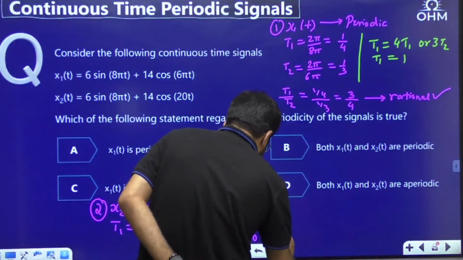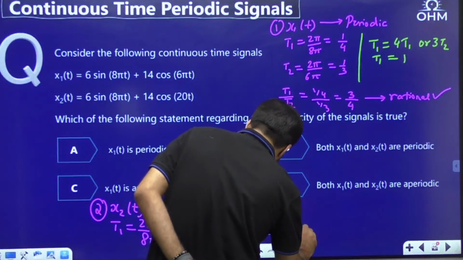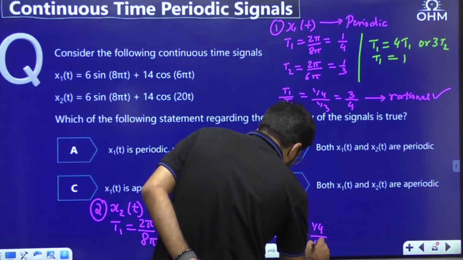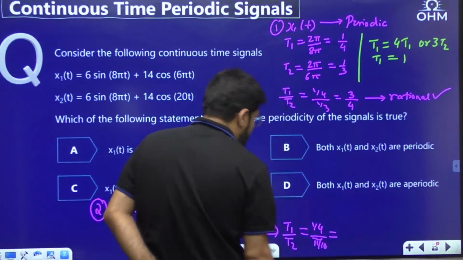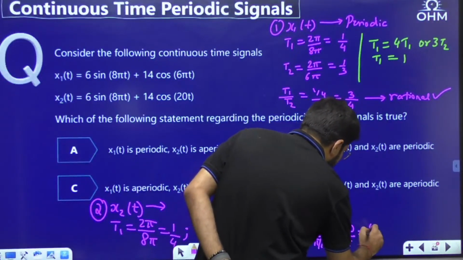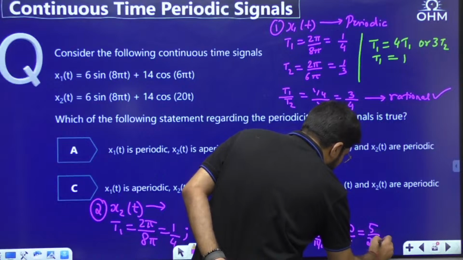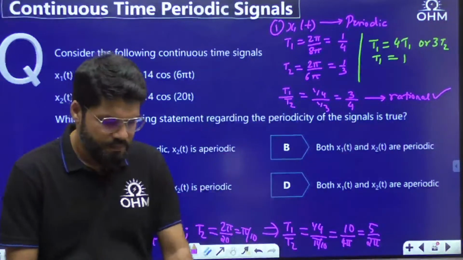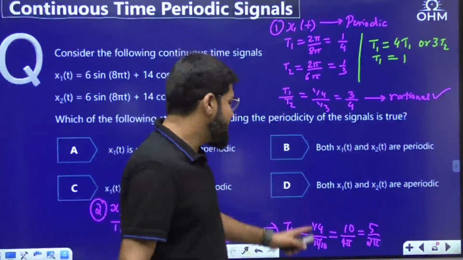Okay, so now what is the ratio T1 upon T2? 1 by 4 divided by pi by 10. That is equal to 10 divided by 4 pi, or if you cancel, 5 upon 2 pi. But is it a rational number? The point here is there is a pi.